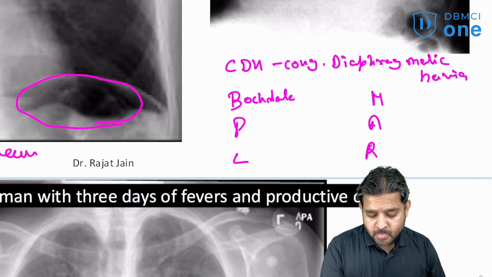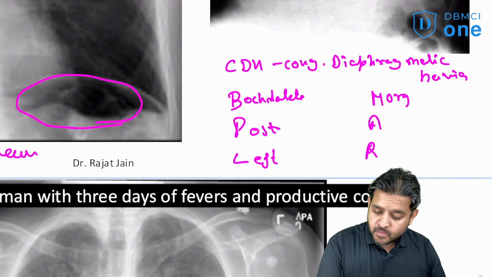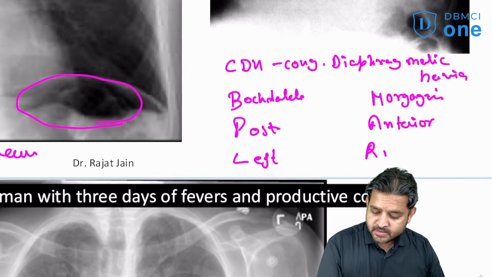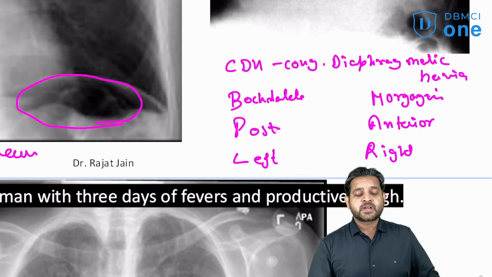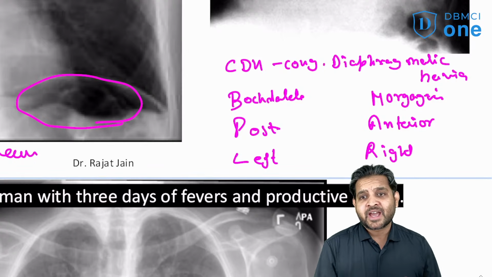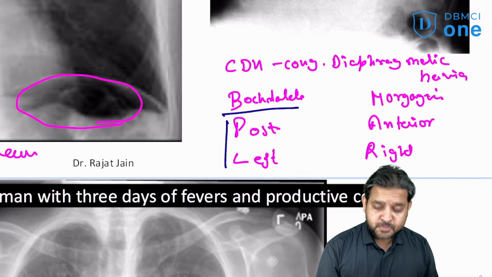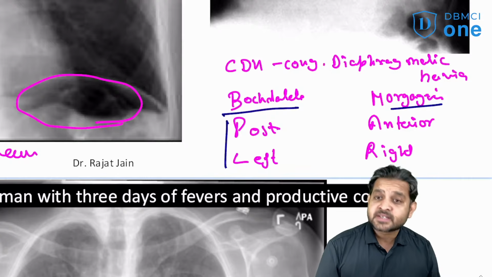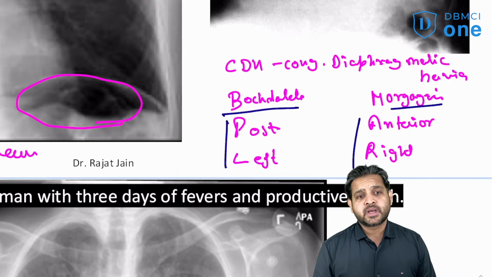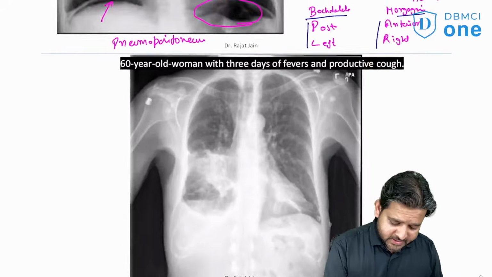Bochdalek: posterior left. Morgagni: anterior right. Bochdalek posterior left, Morgagni anterior right. That means Bochdalek hernia is on the left side, it is posterior and left. Morgagni is on the right side and it is usually anterior. Right?